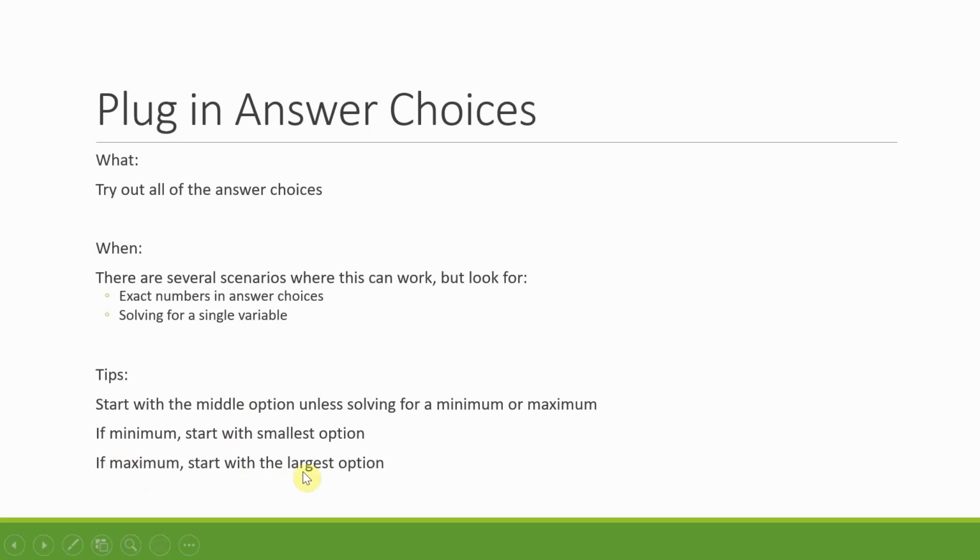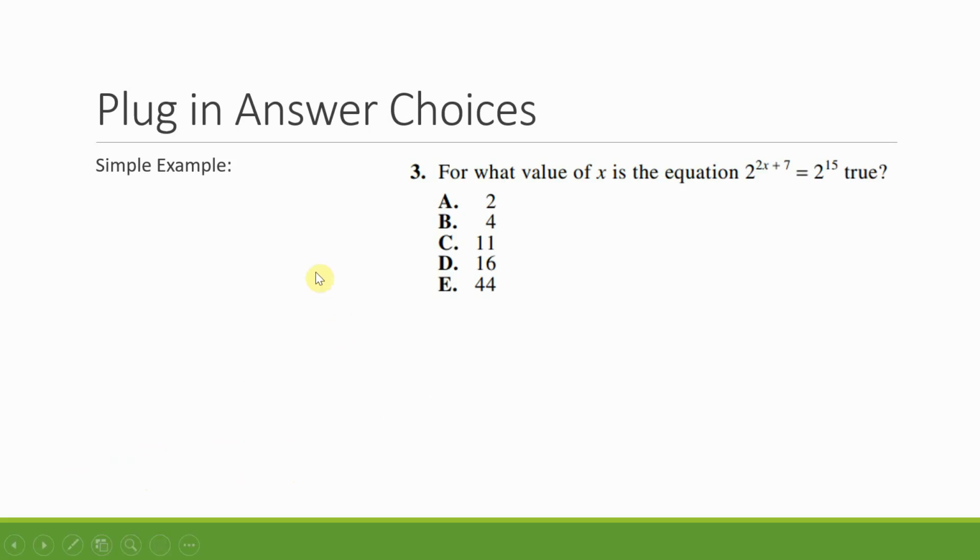So the first that works is your answer, and you can stop there and save time. So let's just jump right into an example. This is the simplest example out there to show what the classic example of plugging in answers looks like, because I have a formula here where I have one variable I'm solving for and nice exact answer choices. So x has to be one of these.